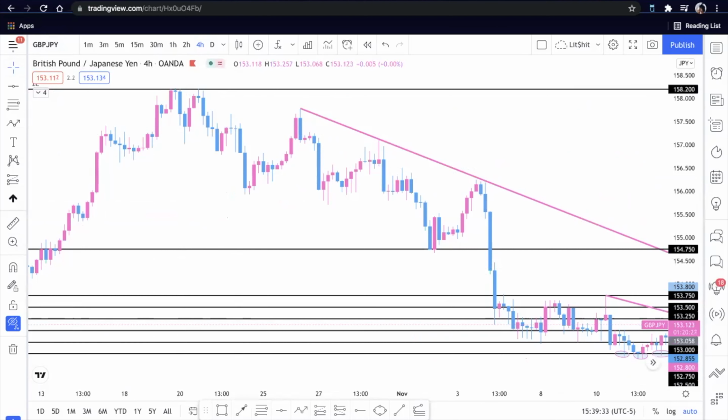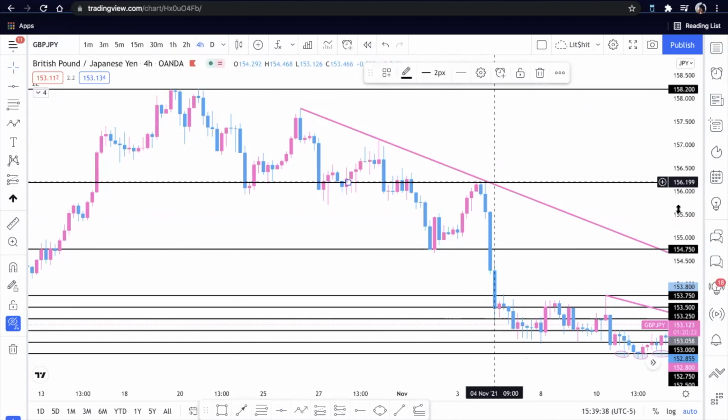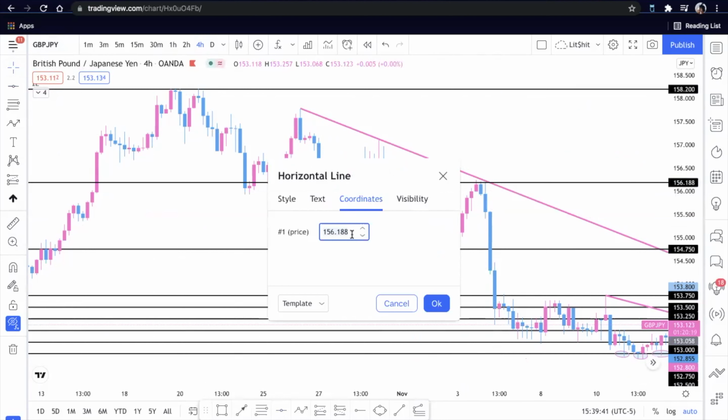Okay, so another level, let's say right here, look at this, it says 188, and that is close to your 200 level.